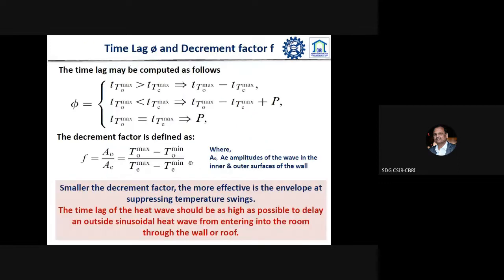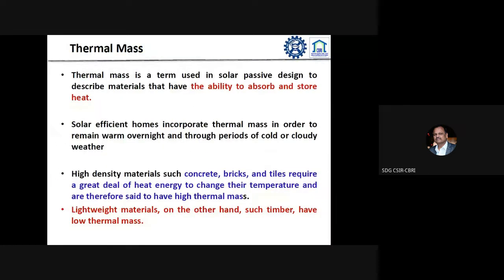So that term is called the time lag, and we can find it with this particular equation with respect to the time period of 24 hours. P is considered here as the time period. With this we can also find the decrement factor, which indicates how effective the envelope is at suppressing the temperature swing. If the decrement factor is more, then that is better for the building envelope.